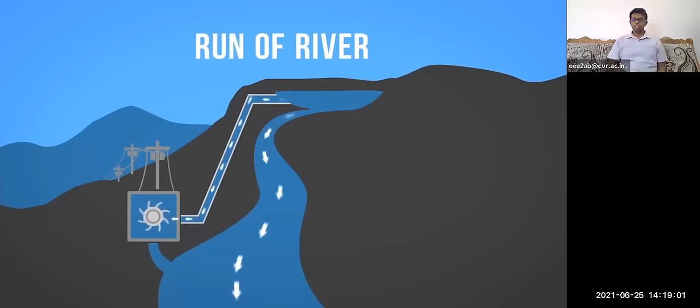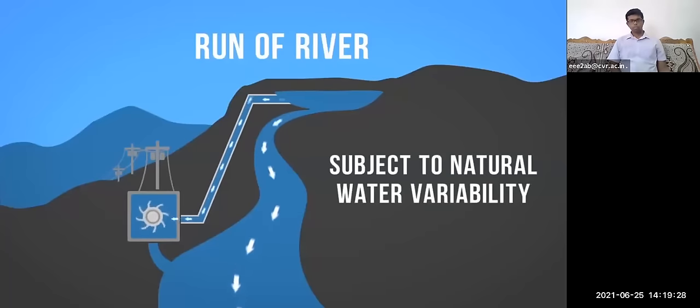But in the southern part of India, only if it rains, and the flow of water in the river is good, then we can generate the power. Like that, we are dependent on the season and the flow of the water in the river. In this scenario, we are extracting maximum power through turbines. Because run-of-river hydro is subject to natural water variability, it is more intermittent than dammed hydro.